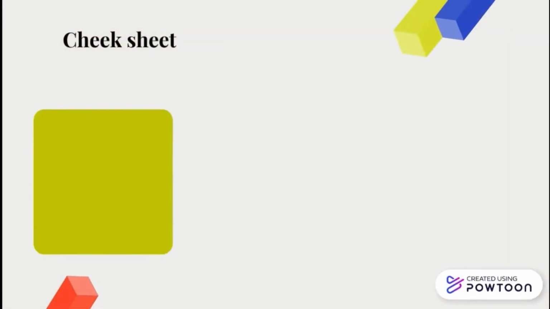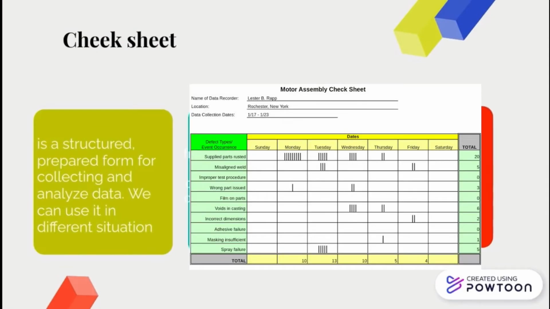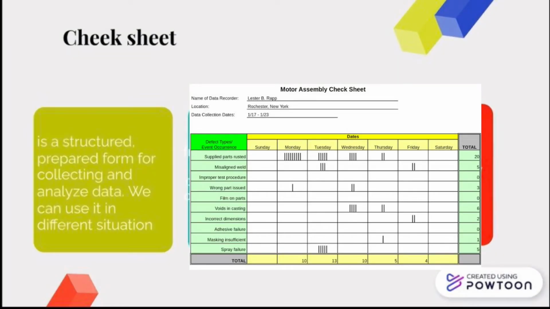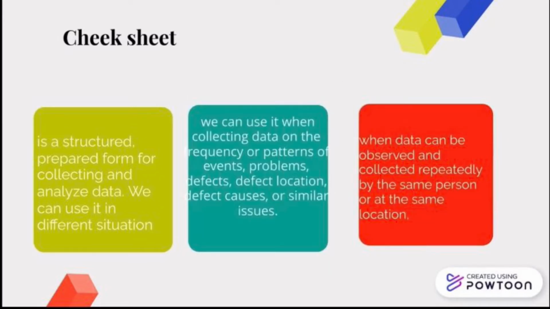Another quality tool is the check sheet. It's a structured, prepared form for collecting and analyzing data. We can use it in different situations. For example, when data can be observed and collected repeatedly by the same person or at the same location.